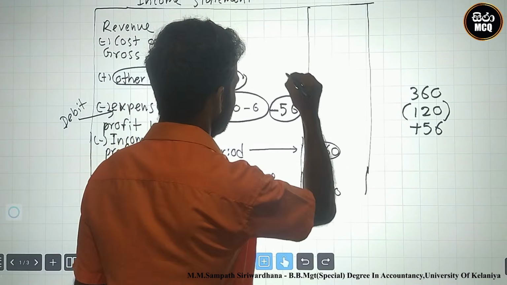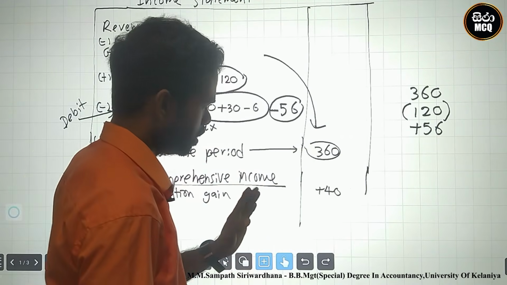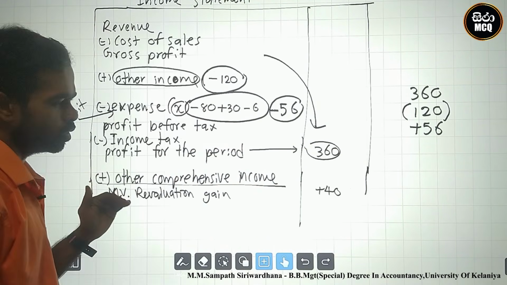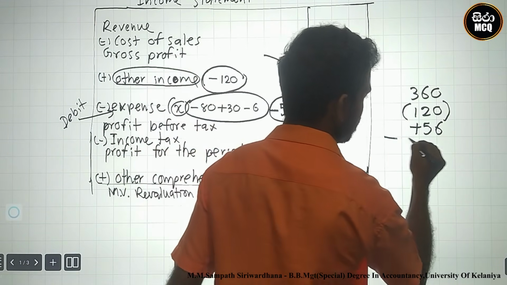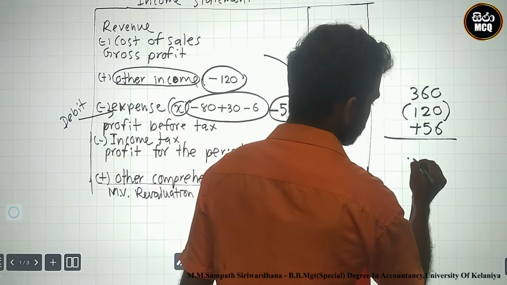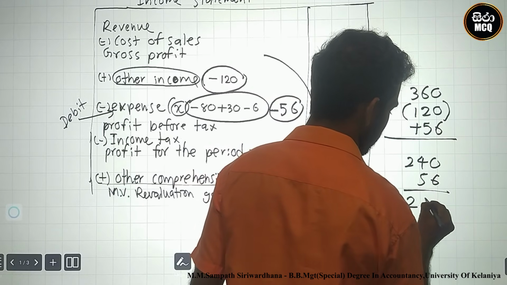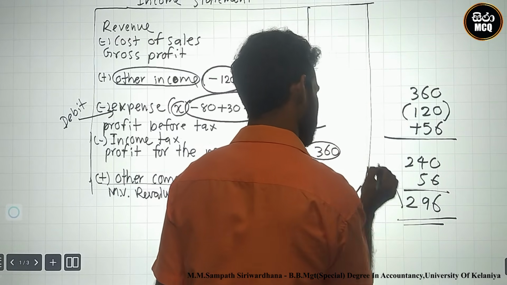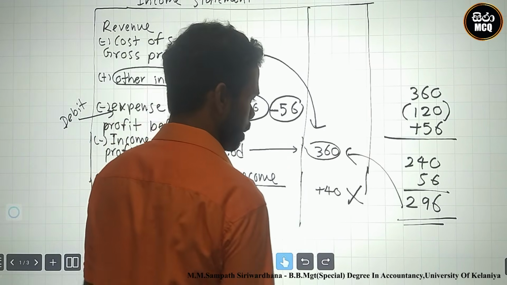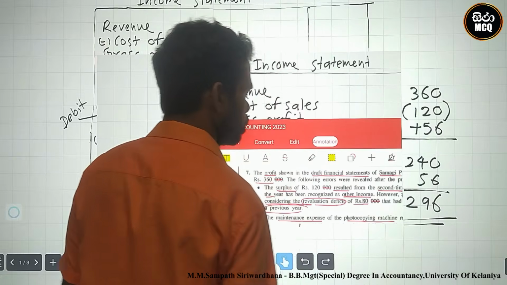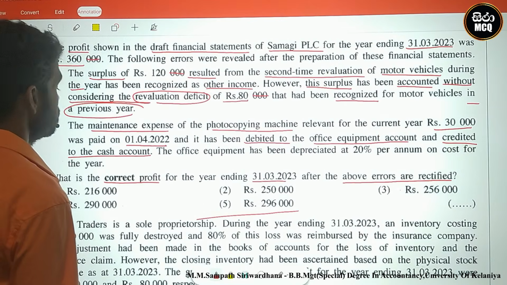Therefore, from 360, these areas are impacted, but other comprehensive income comes after the profit for the period. There is no impact on this profit. Therefore, we get the final answer: 240 plus 56, 296. 296 is the correct profit for the period. This is the answer for question number 7.